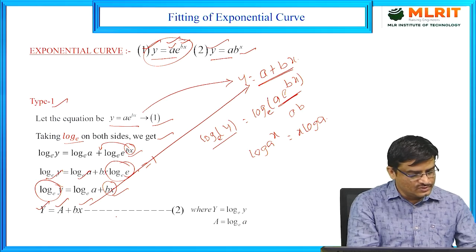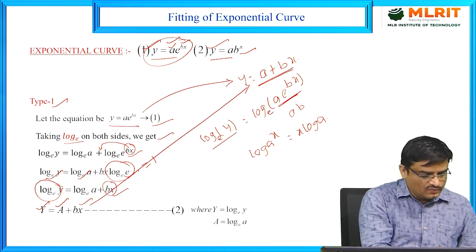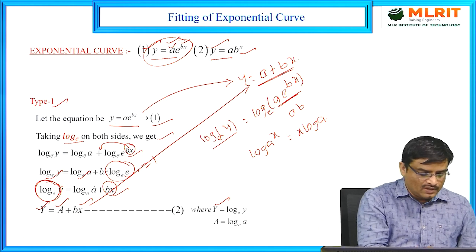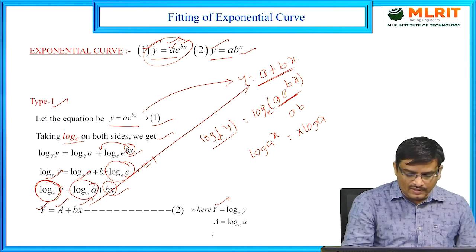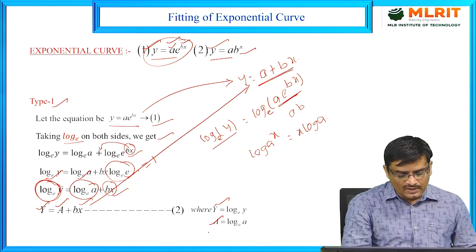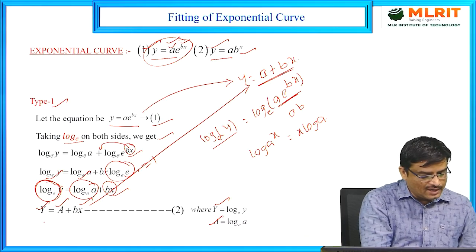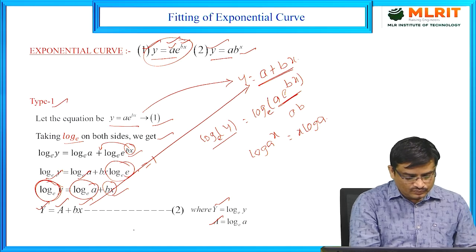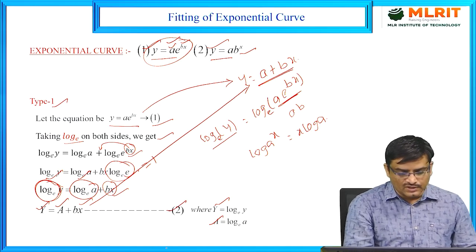So we have substituted the capital Y. Wherever we are having log y to the base e, we have replaced it with capital Y, and log a to the base e we have represented with capital A. By using these substitutions, we got capital Y is equal to A plus bx. Okay. So you consider this as equation 1.